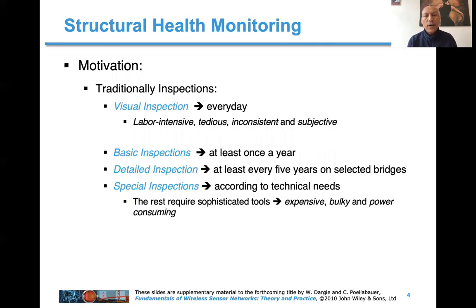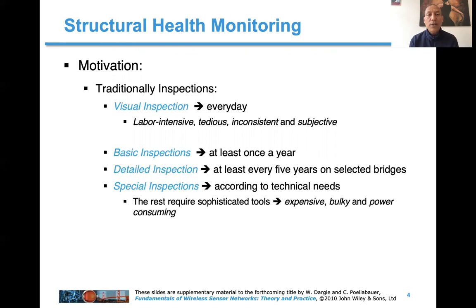The second type of inspection is called a basic inspection. This takes place at least once a year. Here, you don't send ordinary people, but experts who are familiar with the nitty-gritty of the structure. So if, for example, we are inspecting a bridge, civil engineers will typically be the qualified personnel to inspect the integrity of the deck, the suspension cables, the towers, and so on.